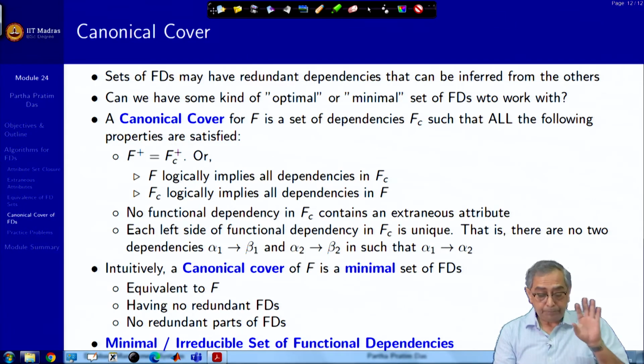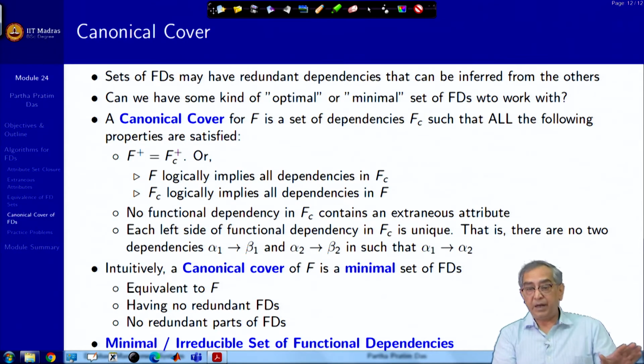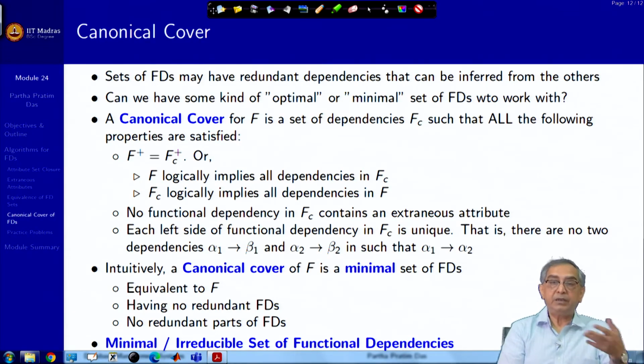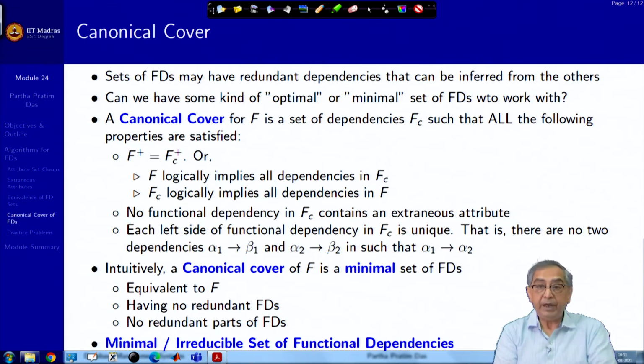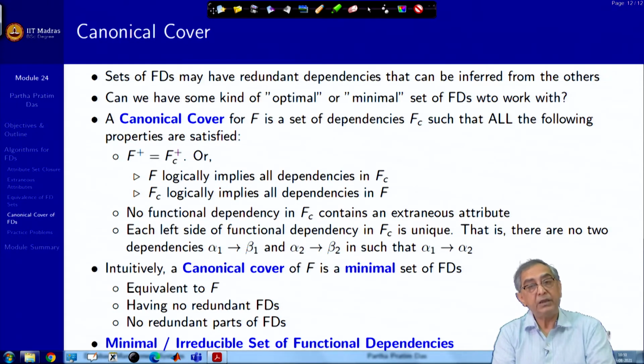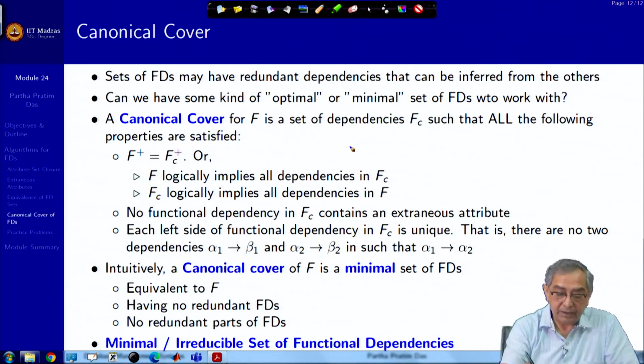So, intuitively canonical cover is a minimal set of functional dependencies. It is equivalent to F, it does not have any redundant functional dependency, it does not have any redundant part in a functional dependency in terms of extraneous attributes. Besides canonical cover, it is also called minimal set, and it is also called irreducible set because it cannot be made smaller. And please note that again we are using the term minimal, we are not saying minimum, because it is possible that you will have more than one canonical cover for a set of functional dependencies.